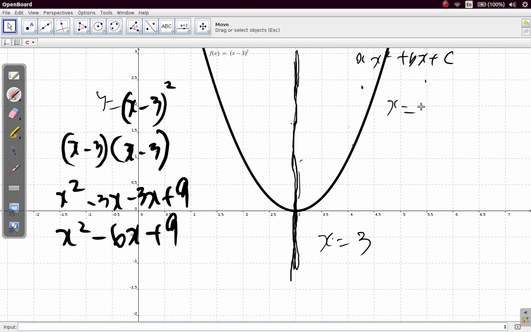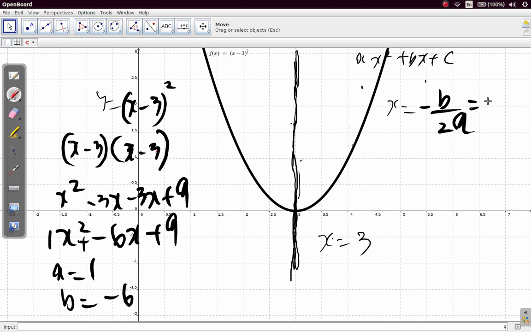When we say x equals negative b over 2a, we have to identify the b and the a. The number that multiplies x squared is 1, so a is 1. b is the number that multiplies x. It says plus bx. Minus 6x is the same thing as saying plus negative 6x. So b is negative 6. The c doesn't come into play here, so we don't have to worry about the c being 9.